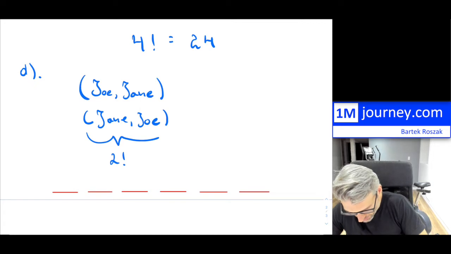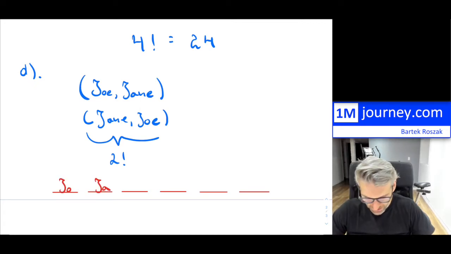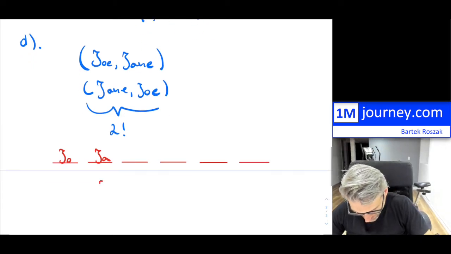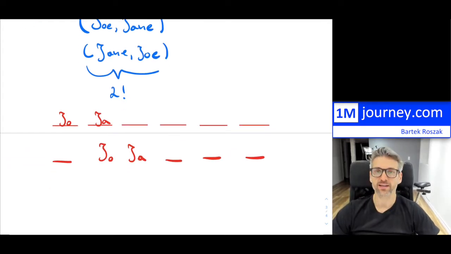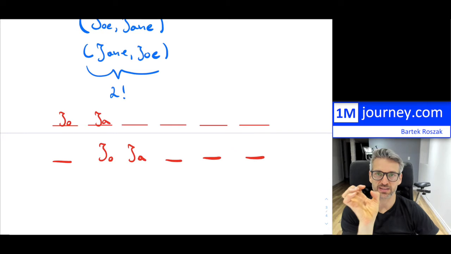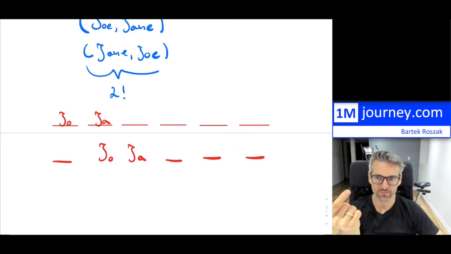so they can be anywhere. So I'm going to just put, let's say Joe, Jane, so they can be like this. They're together. They certainly can be here. They can also be right here, right? So they can be in the 2nd, 3rd spot, and so on. And you can arrange them anywhere you like, okay? But they're really just clumped together. Okay, and there's 2 ways because we can swap them.